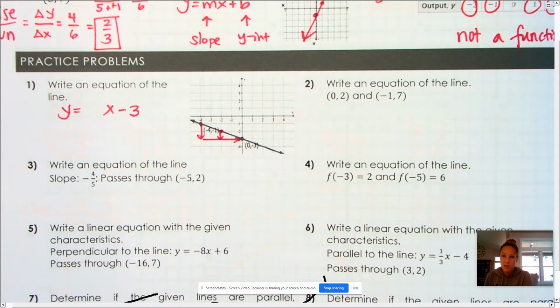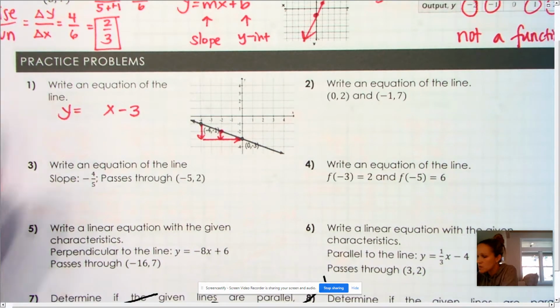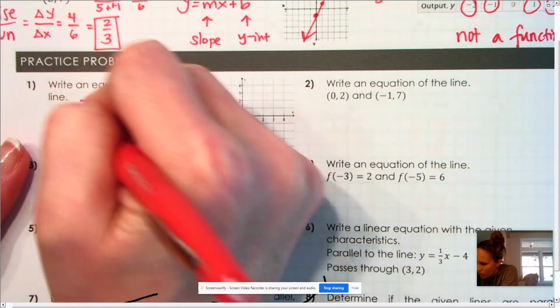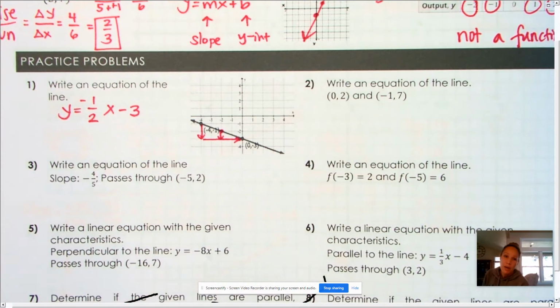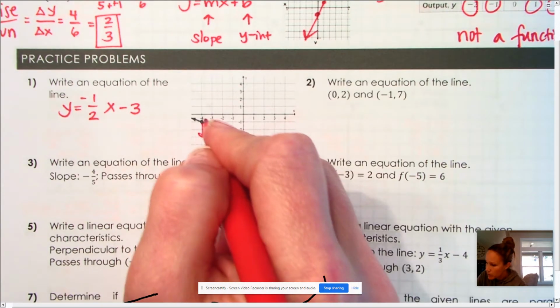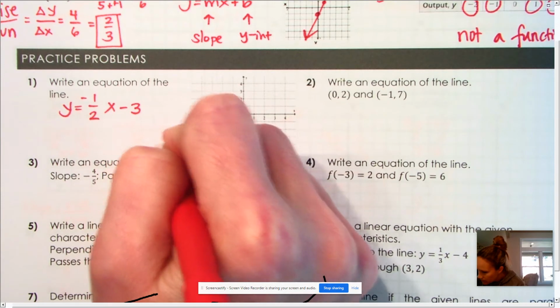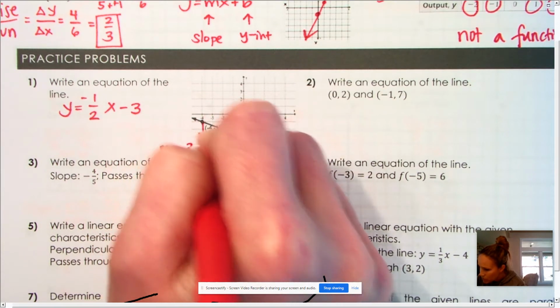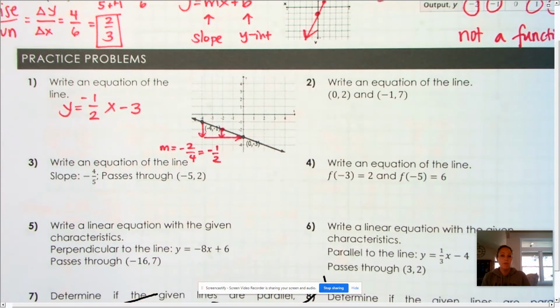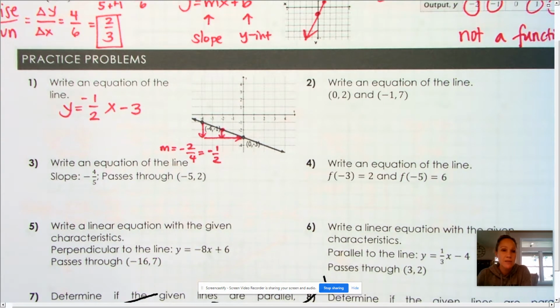All 3 of those points are on the line. So if we're going to reduce it, it would be down by 1 over by 2. But if you did the points that were on there, down by 2 over by 4, you could still reduce it and get 1/2. Okay, make sure it's a negative though, because the line is going down.